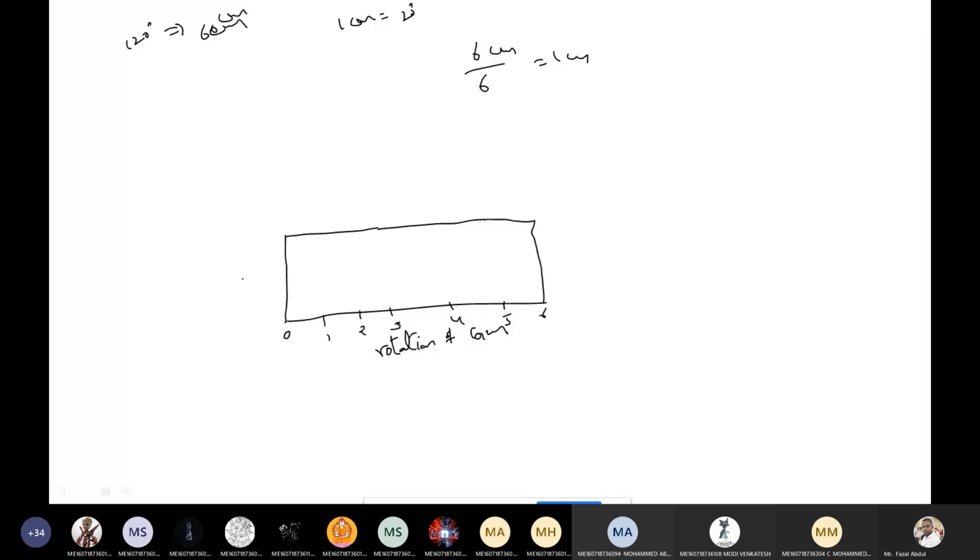Sir, every time we have to divide 6 centimeters or every time blindly divide the 6 parts. And whatever the words I'm telling here, as per the exam point of view, don't get confused. Every time 6 parts. Okay.